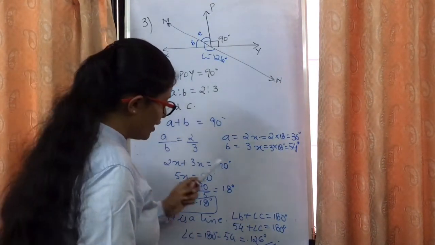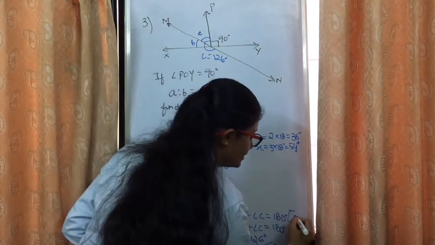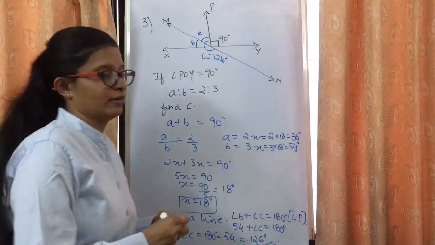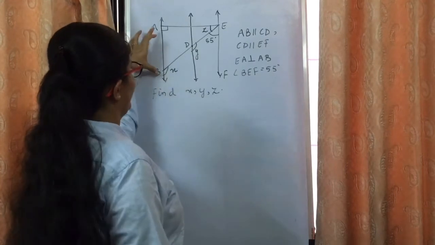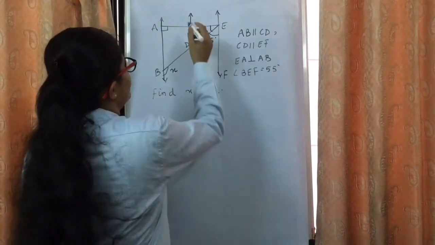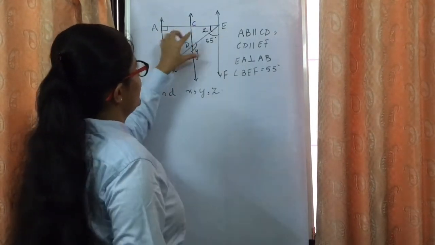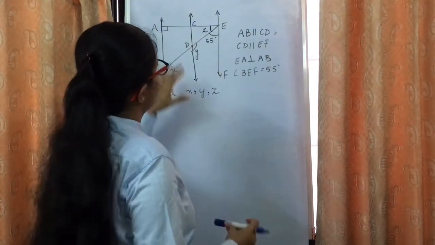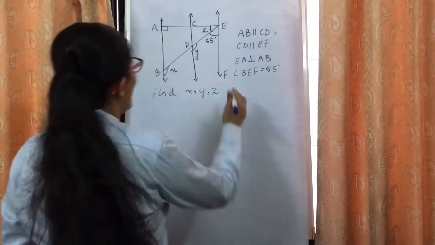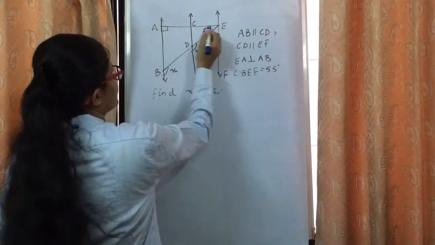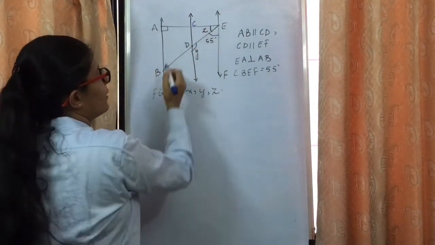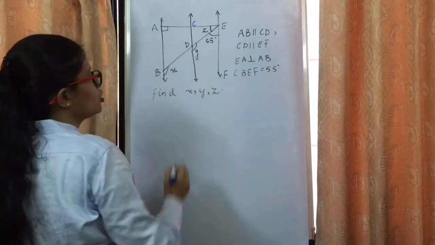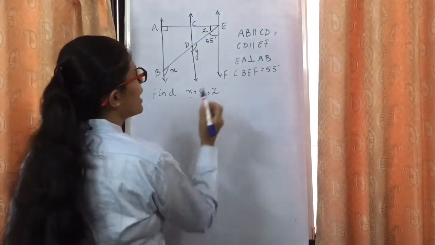So this is how we can use, and here we need to write the property, the linear pair which we are using. Now in this problem it is given that AB is parallel to CD, and CD is parallel to EF. And it is also mentioned that EA, this line, is perpendicular to AB. So this makes 90 degree. So let's see, we need to find X, Y and Z.